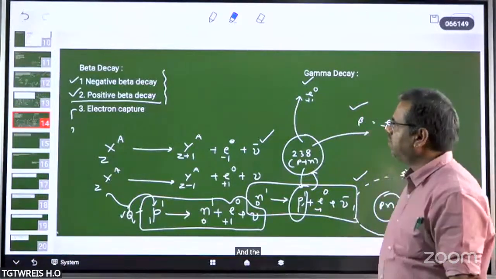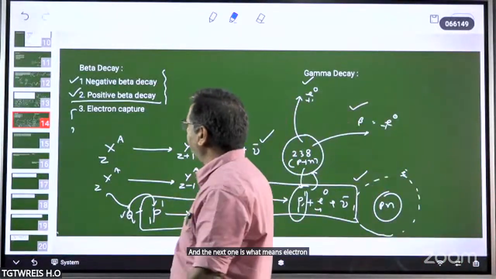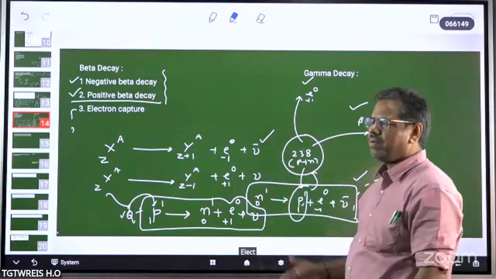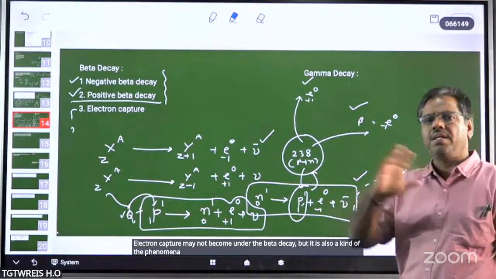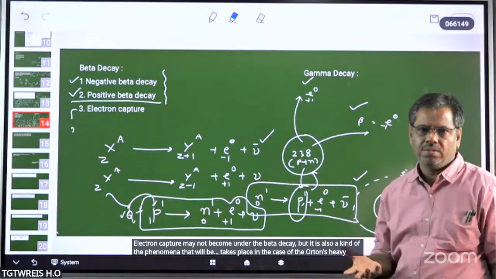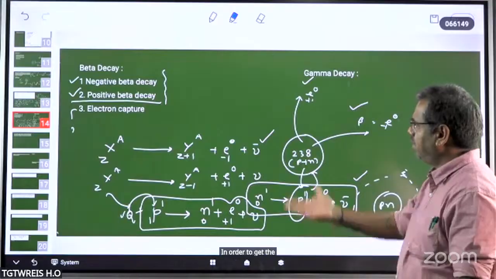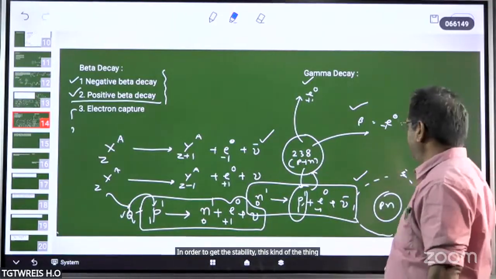And the next one is electron capture. Electron capture may not come under beta decay, but it is also a kind of phenomenon that takes place in the case of heavy nuclei. In order to get stability, this kind of thing also may take place. What is electron capture?